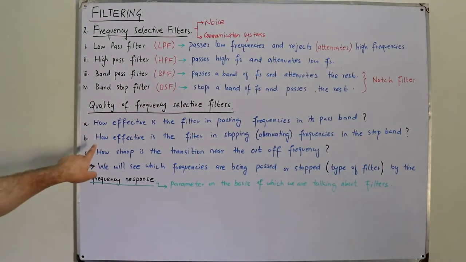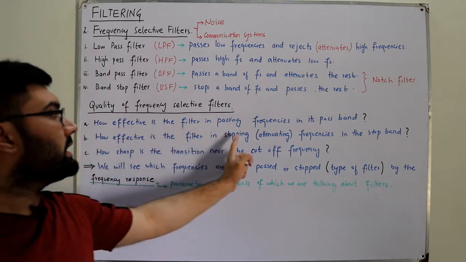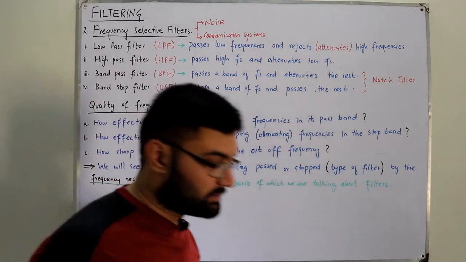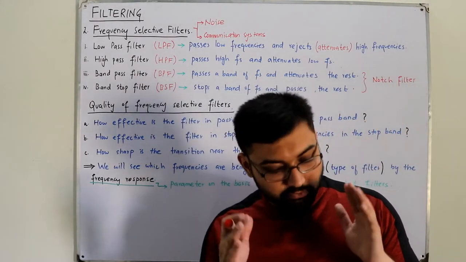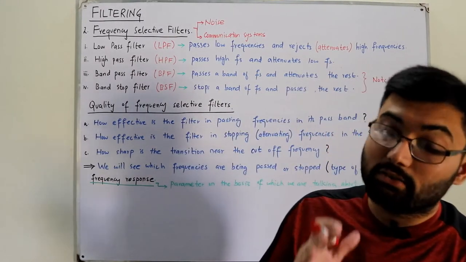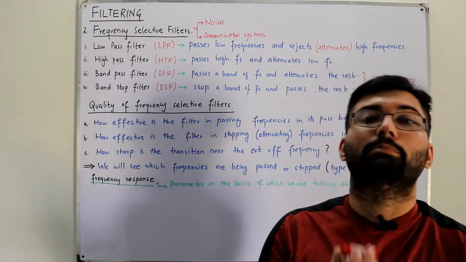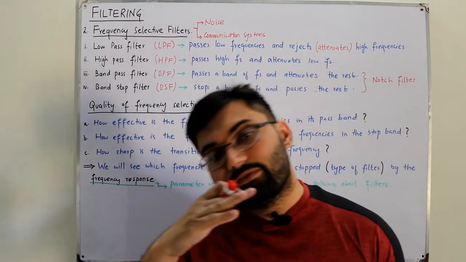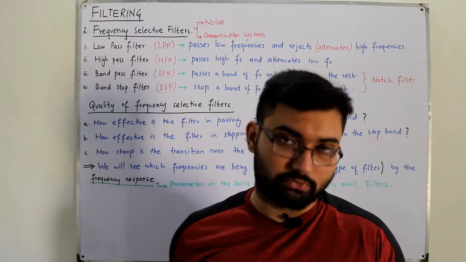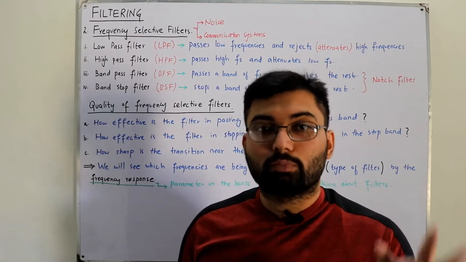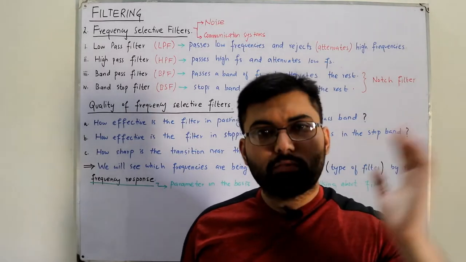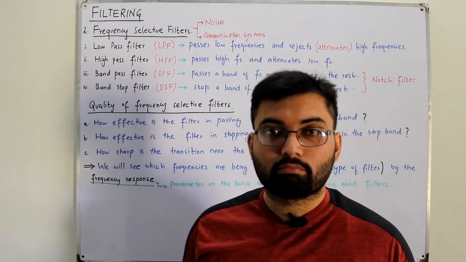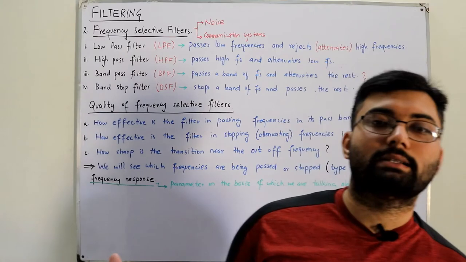Number A, how effective is the filter in passing frequencies in its pass band? So this means that by definition for which the filter is designed, for the frequencies for which the filter is designed to pass, how effectively is it passing those frequencies? Is it also blocking some of the possible frequencies, or it is passing more frequencies than the desired? Yes, anything could happen. So that is number 1 point.